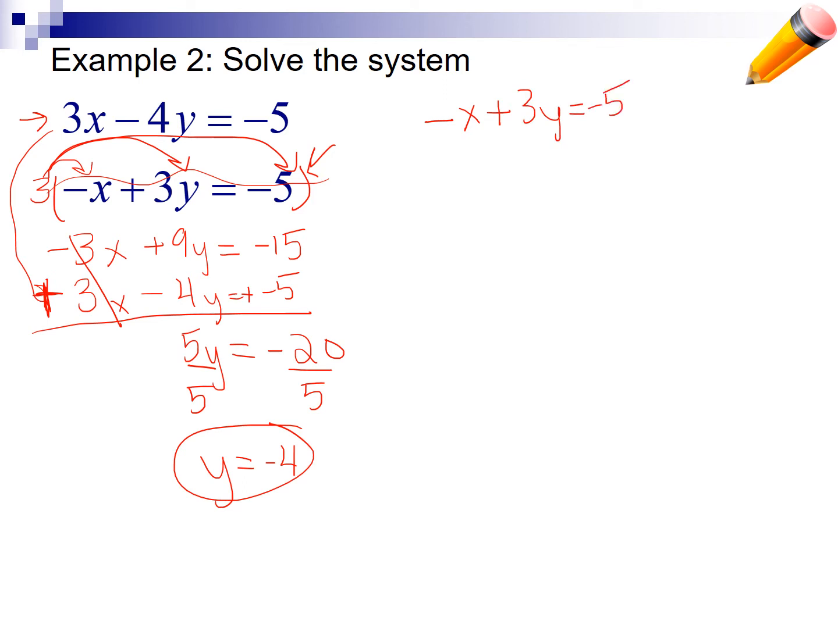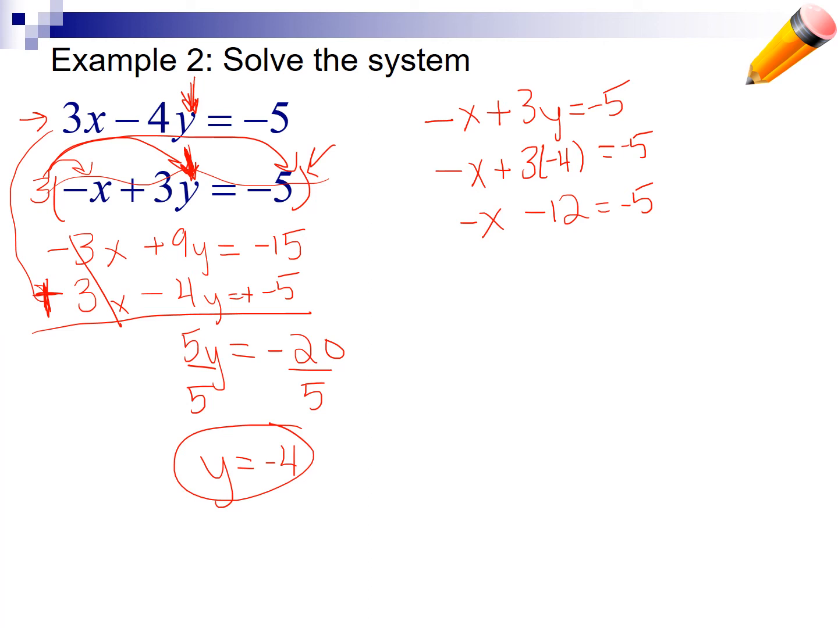So you can plug negative 4 into the first equation or the second equation. Doesn't matter. You should get the same answer for x, but I chose to put it into the second equation. So I'm replacing this y with a negative 4. So I have negative x plus 3 times negative 4 is equal to negative 5. 3 times negative 4 is negative 12. Bring down the rest of my equation.